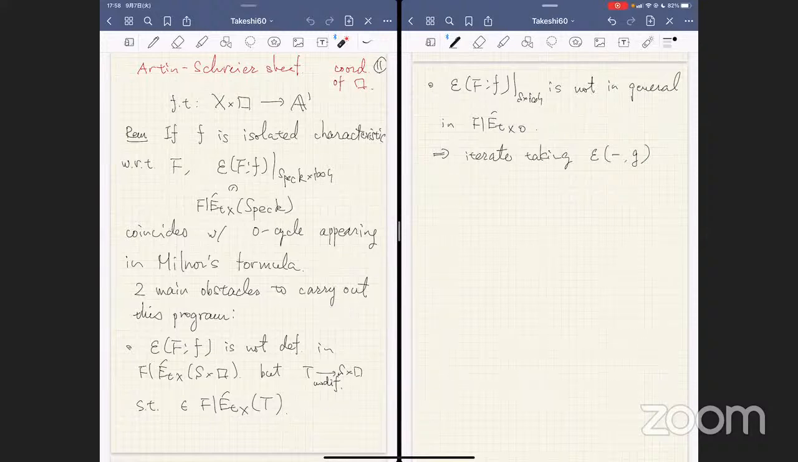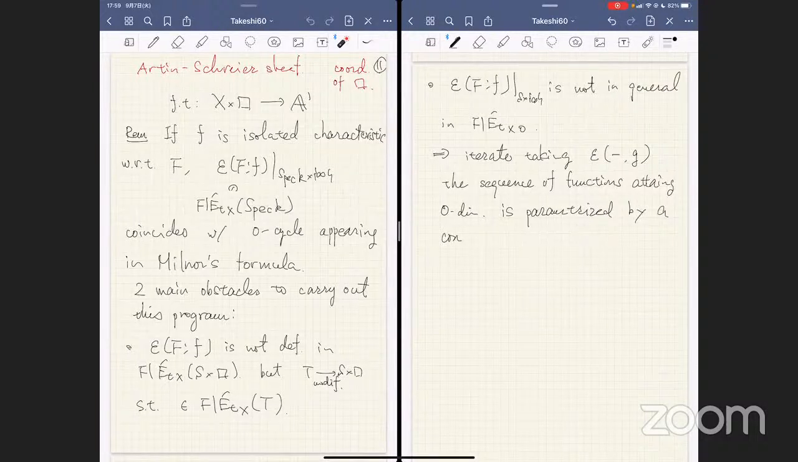But the point is that I have to consider all the sequences of functions, and after that we have to make it zero dimensional. But there has to be some sort of homotopy between all the sequences, okay? So in the infinity categorical language, I should say that the sequence of functions, the iteration attaining zero dimensional, is parameterized by constructible spaces, by a contractible space, meaning that it doesn't depend on the choice of the functions. This is a condition.